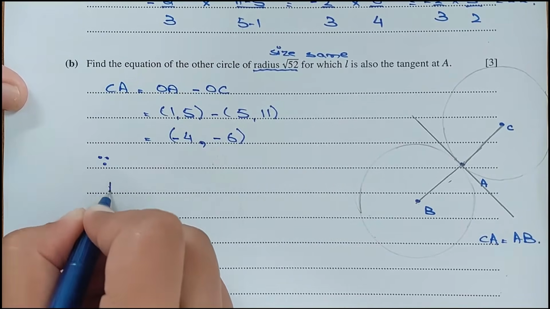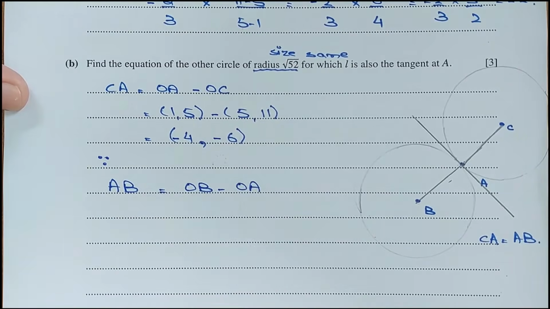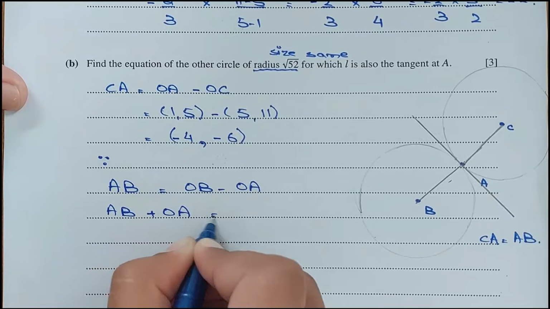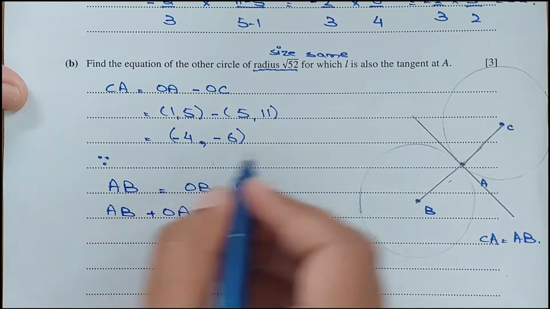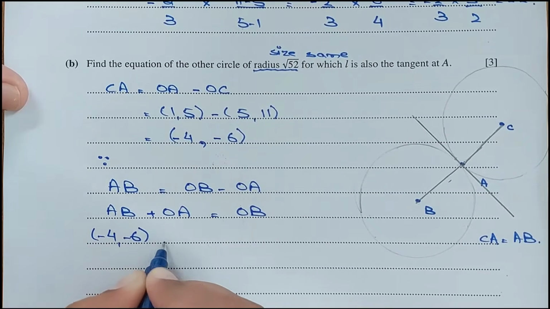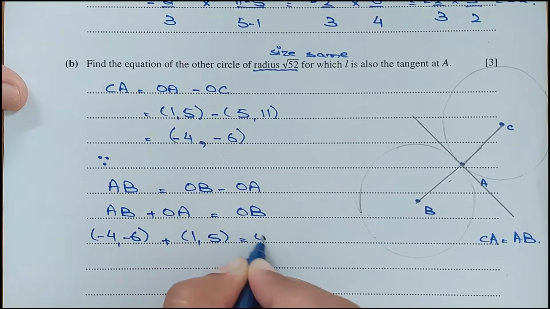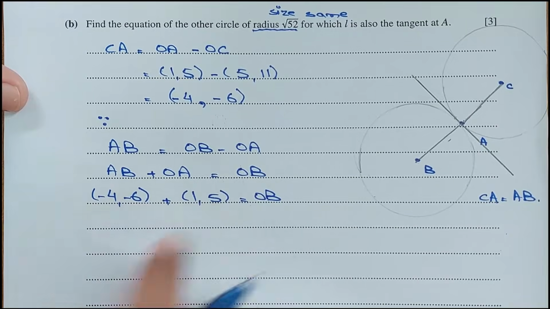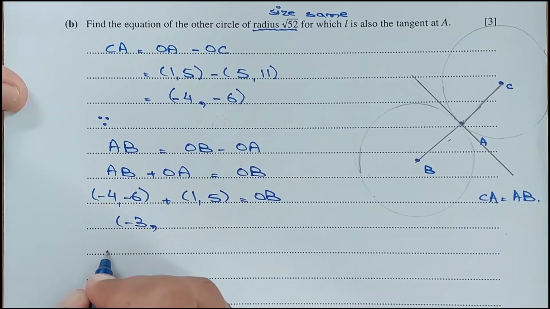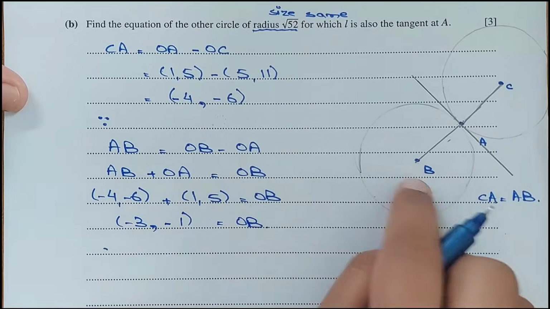Now using the other concept, what is AB? AB is OB minus OA. We have to find OB. So AB plus OA equals OB, right? AB is the same as CA, where they have the same radius, plus OA, which is (1, 5). This is OB. Let me simplify. Minus 4 plus 1 makes minus 3, and minus 6 plus 5 is minus 1. This is OB, so this would be the center of the other circle.